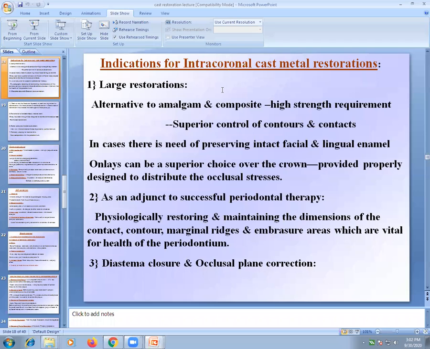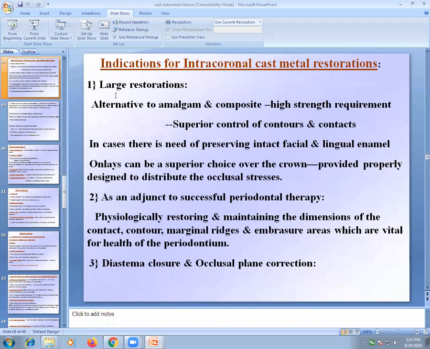So what are the indications of this intracoronal cast restoration? In large restorations, as we all know, it is an alternative to the amalgam restoration. When large cavities are present or a greater amount of tooth destruction has occurred, amalgam cannot provide the strength to that restoration, where we have to build up, like when a high strength requirement is there.